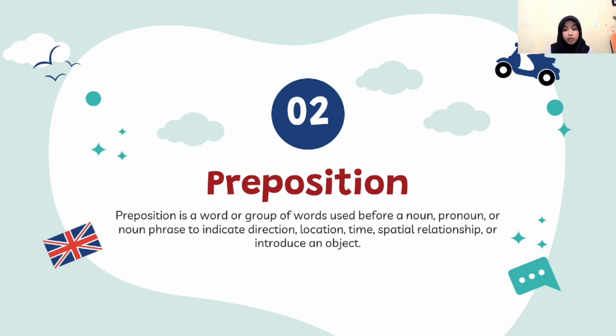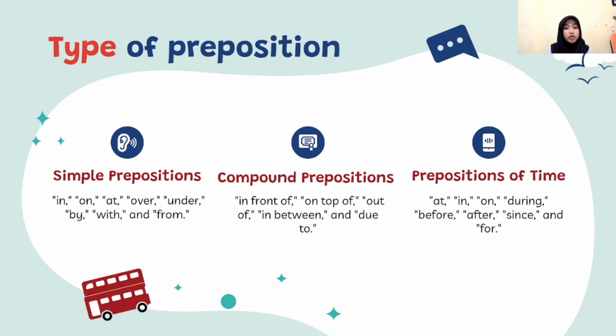The second is preposition. A preposition is a word or group of words used before a noun, pronoun, or noun phrase to indicate direction, location, time, spatial relationship, or introduce an object. The types of prepositions, the first is simple prepositions. These include in, on, at, over, under, by, with, and from. The second is compound prepositions. These include in front of, on top of, out of, in between, and due to.